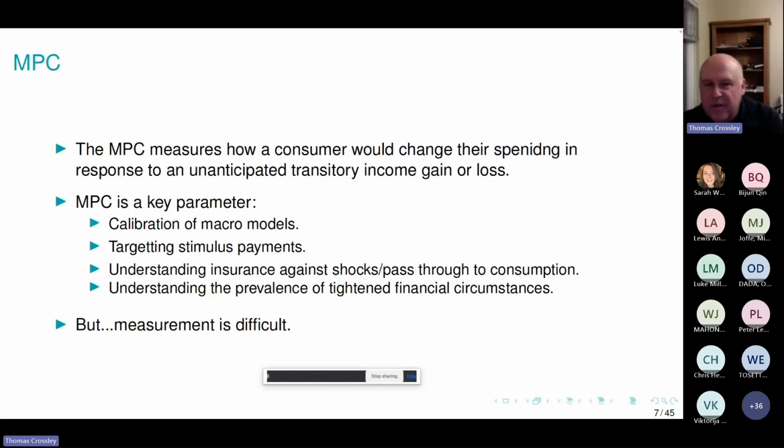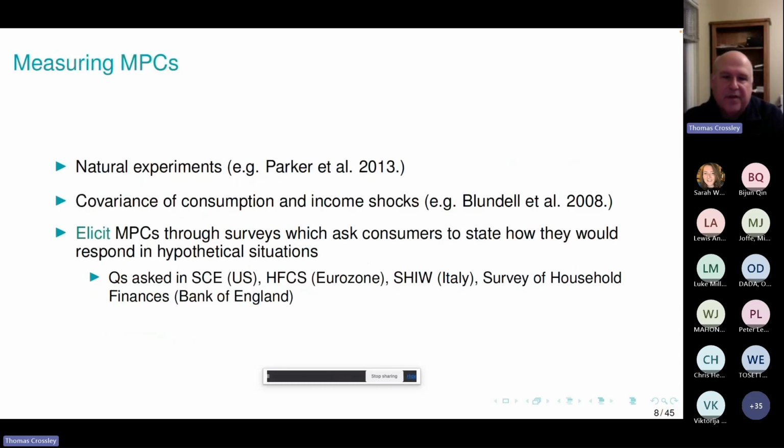If we can learn about the distribution of the marginal propensity to consume in a population, we can also learn about the prevalence of straitened financial circumstances. So it's been a much-studied parameter, but measurement of the marginal propensity to consume, for a variety of reasons, is very difficult. As a result, a number of literatures have arisen that try to recover this parameter.